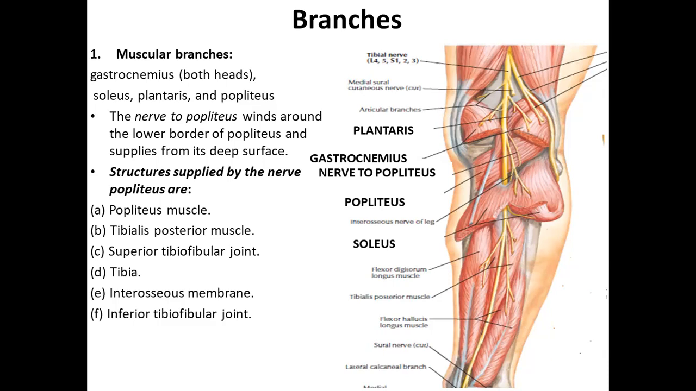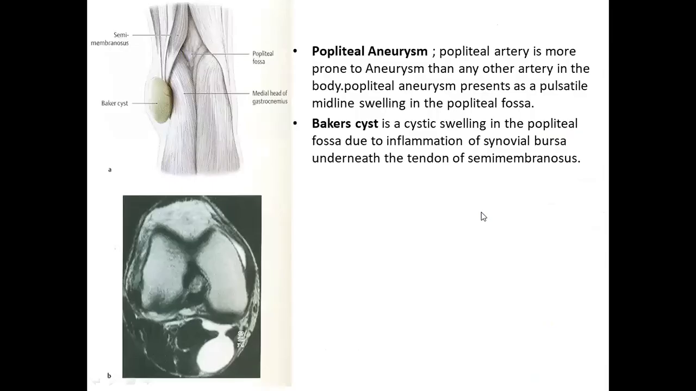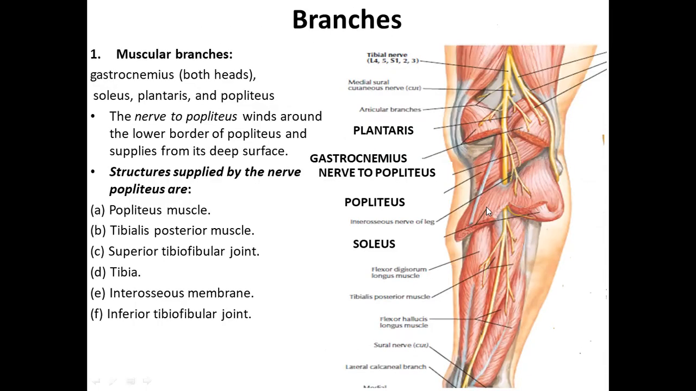Okay, so till now we saw that the tibial nerve was a large terminal branch of the sciatic nerve. It runs vertically downwards, crosses structures, that is the popliteal artery and the popliteal vein, from the lateral to the medial side, and then it goes down. Its branches are divided into muscular branches, cutaneous branches, genicular branches, and vascular branches. The muscular branches, all the muscular branches arise from the lateral side except one branch that arises from the medial side. Therefore, the medial side is the safer side.